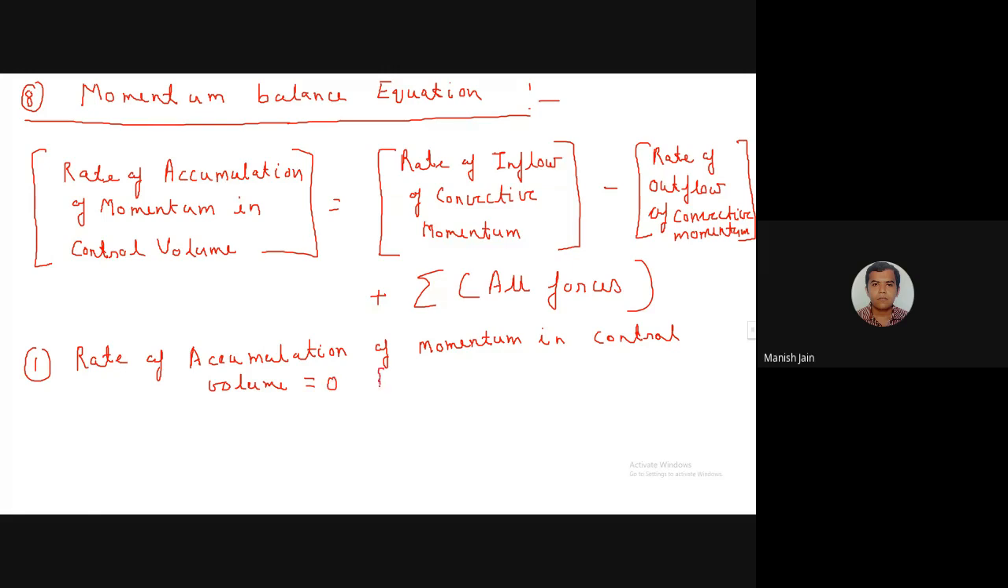Why? Because steady state. So there is nothing changing with time. Whenever you have the accumulation or loss, then the quantity will change with time. You have d by dt. You know, whenever you have the accumulation of mass, you have the dm by dt. If you have accumulation of momentum, you have d momentum divided by dt. So that will be 0. Why? Because steady state condition. That is the first point.